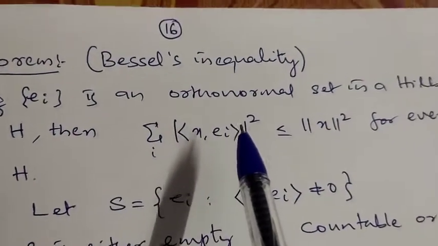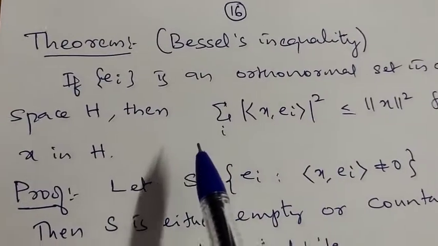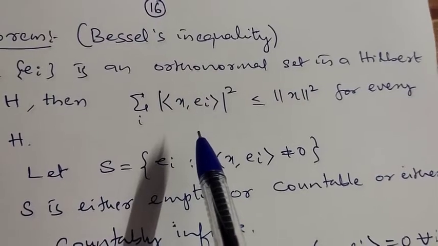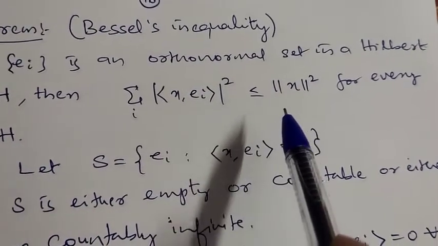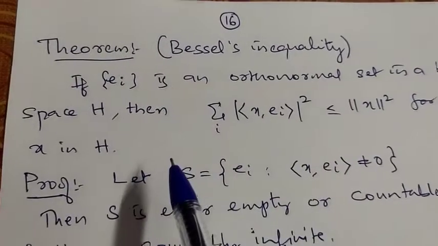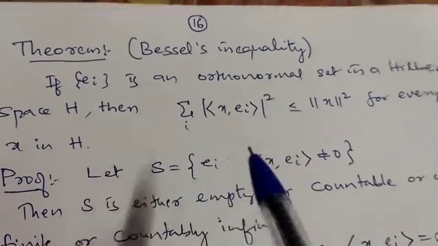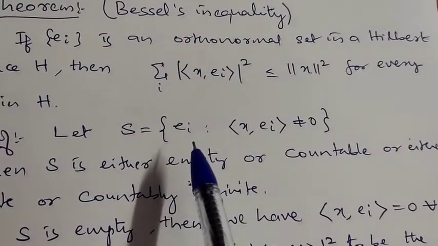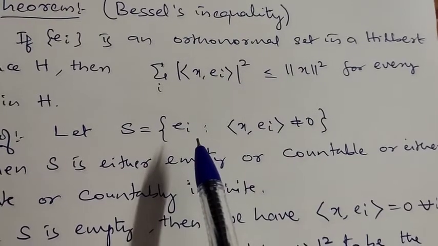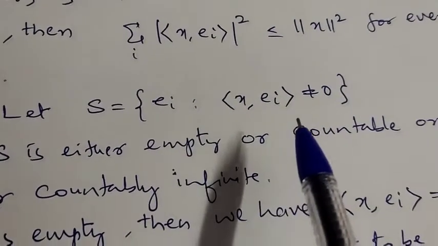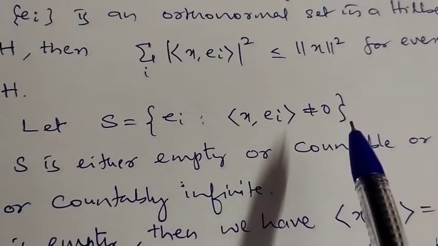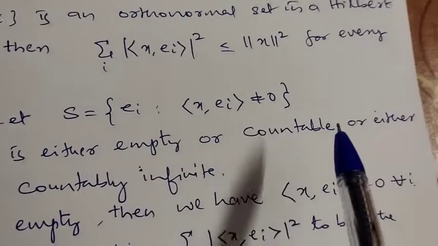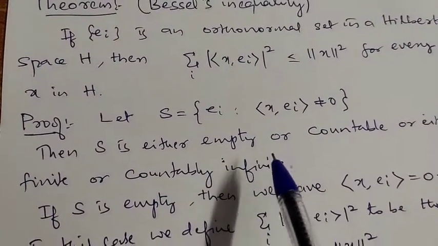If ei is an orthonormal set in a Hilbert space H, then the summation over i of the absolute value of the inner product of x comma ei whole square is less than or equal to the norm of x square for every x in H. To prove this, let S be the set of all ei such that the inner product of x comma ei is not equal to 0. Just now we have proved this set is either empty, or finite, or countably infinite.